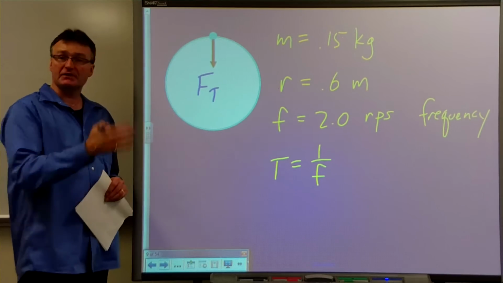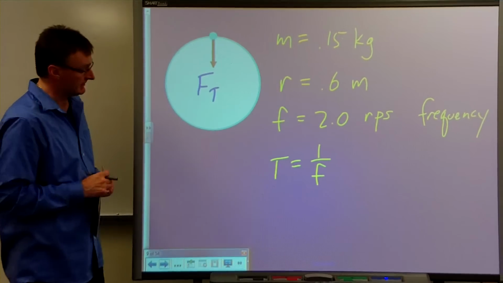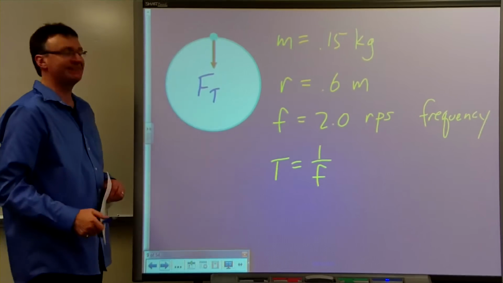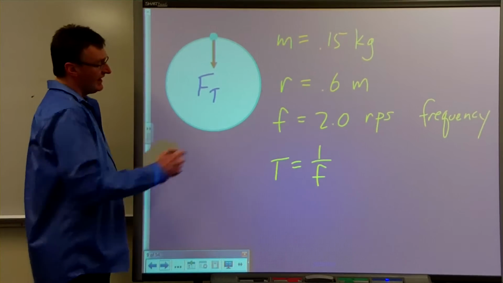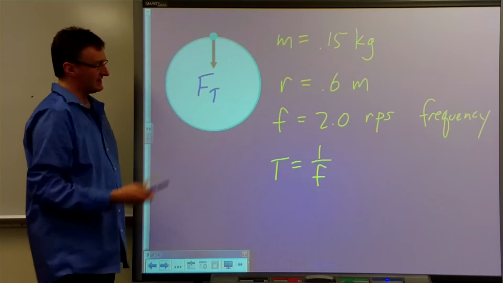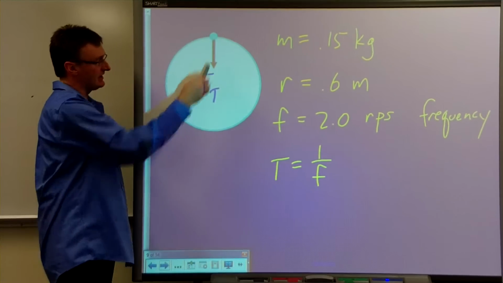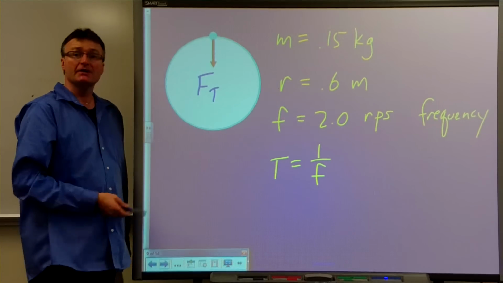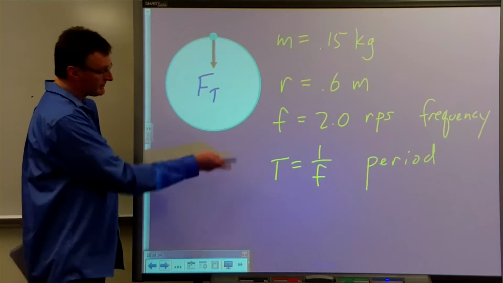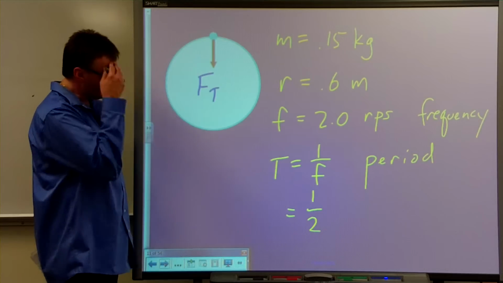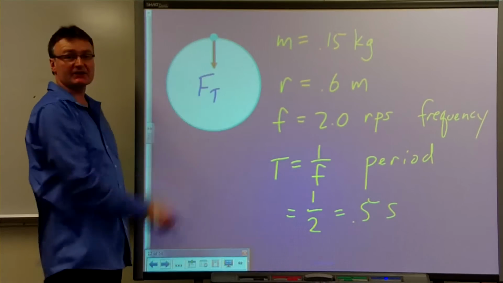Frequency is how many times it goes around per second or per minute, whichever units you're using. We don't want to confuse period with tension. Period is the time that it takes to go around once. That's why we use F sub T, force tension, instead of an uppercase T to represent the force of tension in the string, so that we don't get them mixed up like I just did. The period is the inverse of the frequency. So it's 1/2, so 0.5 seconds. It takes 0.5 seconds to go around once.